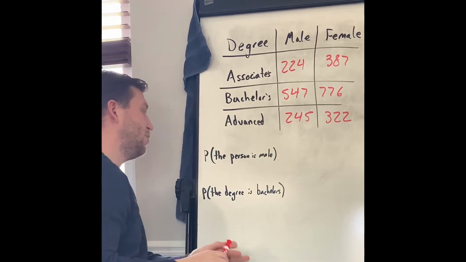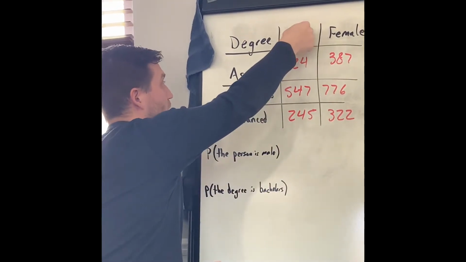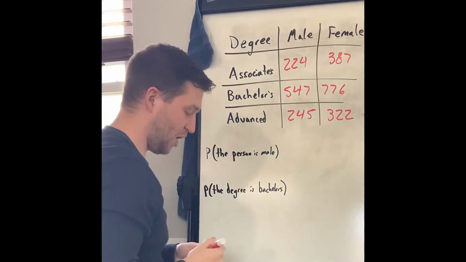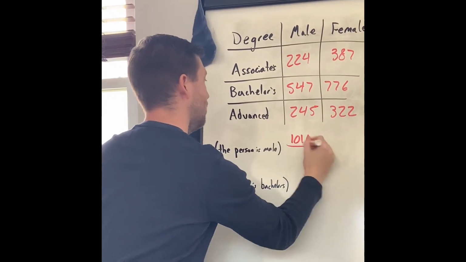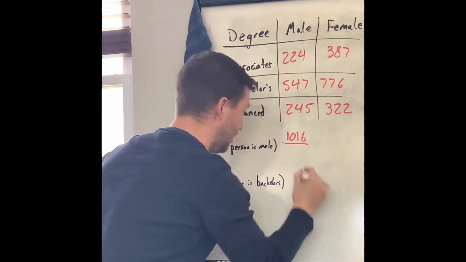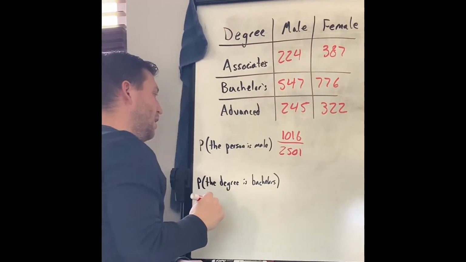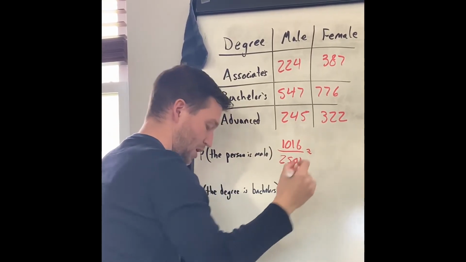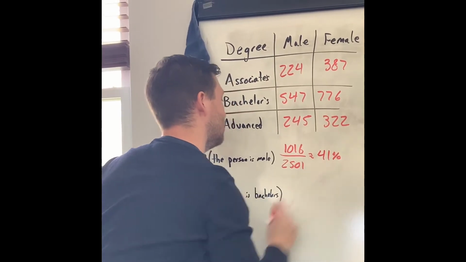First one is the probability the person is a male. Here is all of my males, this whole side. I have to add all those up. When I add those up, I get 1,016. Those are all my males, out of all the people total, that would be 2,501. I did the math beforehand. So the probability the person's male, if I divide those, I get roughly 41%.